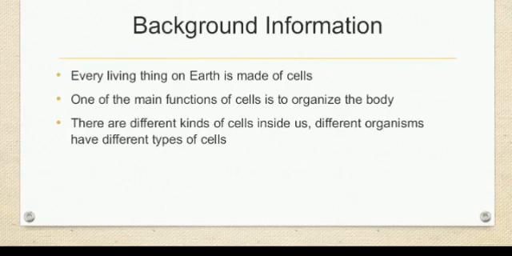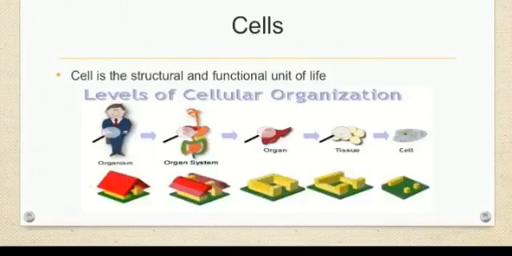Different organisms have different types of cells. Trees have different cells than us, and so do dogs and cockroaches. Each of those cells is different in some way. Every cell has a special job to do. Cell is the structural and functional unit of life.